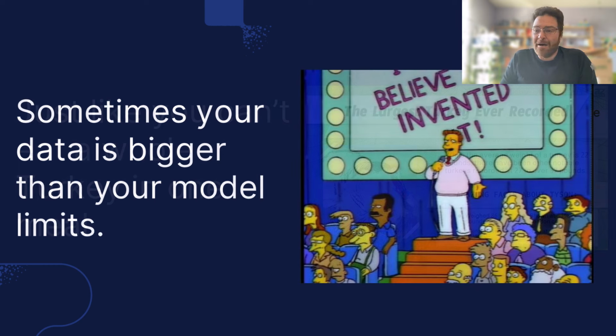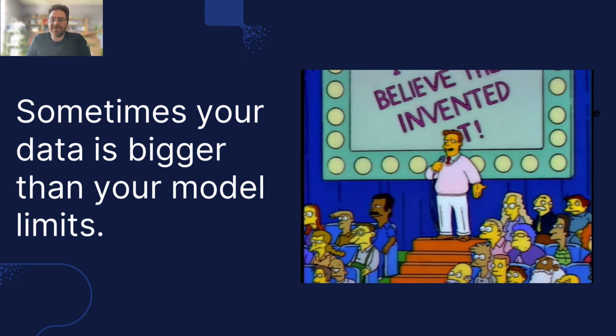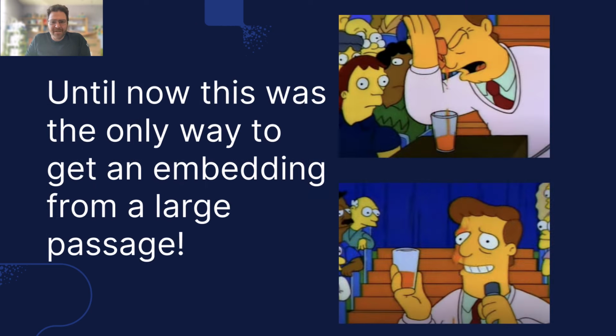An analogous thing happens when we're talking about doing semantic search and using text embedding models. Sometimes your data is bigger than your model limits. As I like to joke, everyone's been struggling with this right now. If you're a fan of this particular Simpsons episode like I am, until now, this was the only way to get an embedding from a large passage. You squeeze the document through it, and you only get a part of it out.